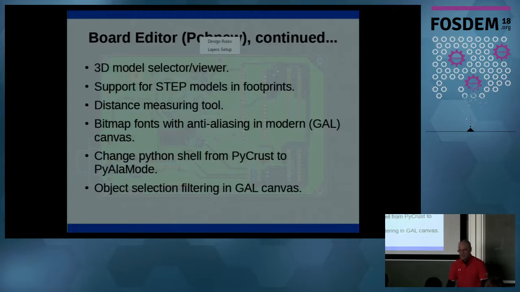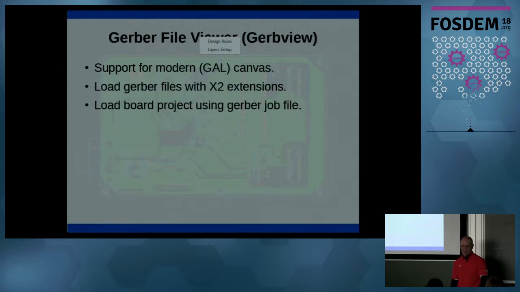We have object selection filtering, so you can hold the shift key or the control key and select individual parts. That only works in the GAL canvas or the modern canvas, instead of having to select things one at a time. For the Gerber file viewer, I'm not going to show you that.